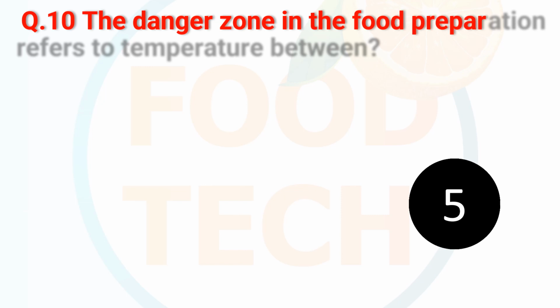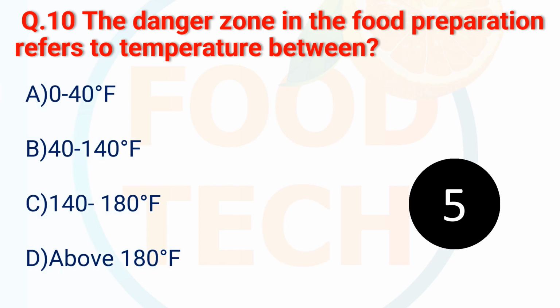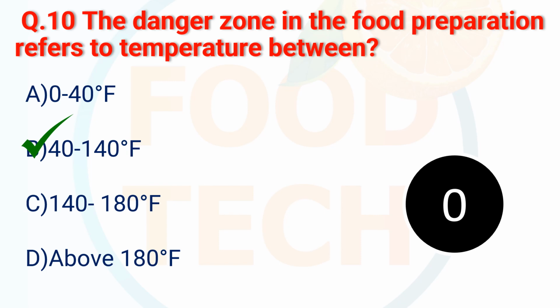Question 10. The danger zone in the food preparation refers to temperature between A. 0 to 14 Fahrenheit, B. 40 to 140 Fahrenheit, C. 140 to 118 Fahrenheit, D. above 180 Fahrenheit. The answer is B. 40 to 140 Fahrenheit.